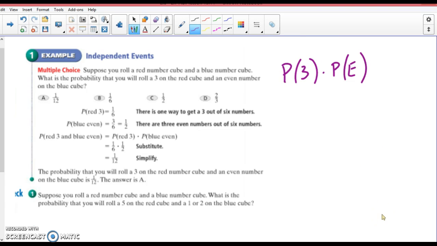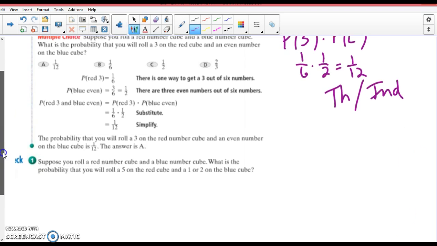What's the probability of getting a 3 on the first number cube? Everybody. 1 out of 6. And what's the probability of getting an even on the second number cube? 3 out of 6 or 1/2. That will give you 1/12. Now, is this theoretical or experimental? Everybody. That is theoretical because it's just based on the outcomes. Are these dependent or independent? Everybody. Independent.